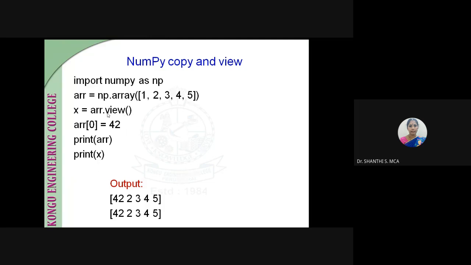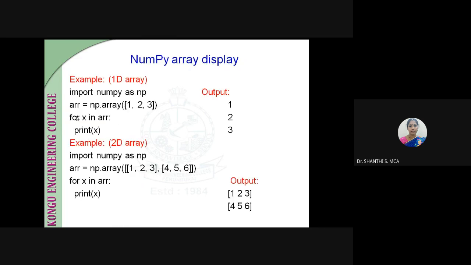If it is view, when you use the view statement to create another variable, it will refer to the same memory location. So whatever changes you are doing in array ARR will reflect in X also. So here ARR of 0 is changed as 42. Now this is changed as 42. That is reflected in the variable ARR as well as in the variable X. That is copy and view.